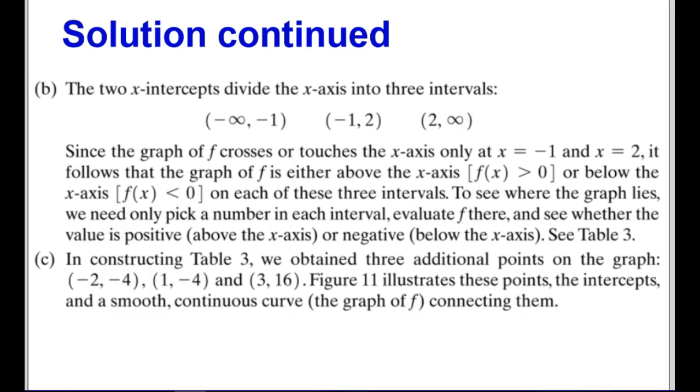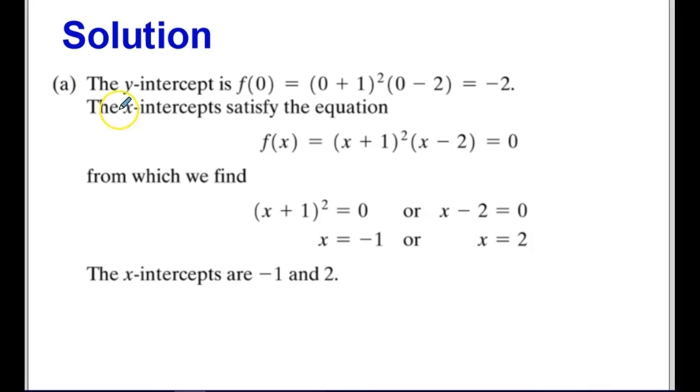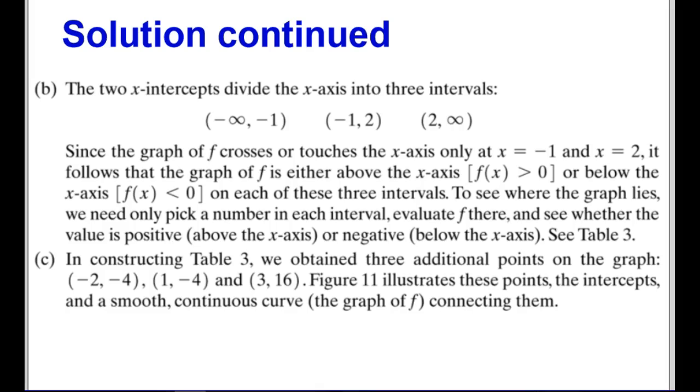Okay? So now I have 3 different intervals. I have from negative infinity to negative 1, from negative 1 to 2, and then from 2 to infinity. I found those intervals by taking my x-intercepts. I can have many intervals, but those are the ones from this actual function. So I know my graph is either going to be above or below the x-axis in these intervals.